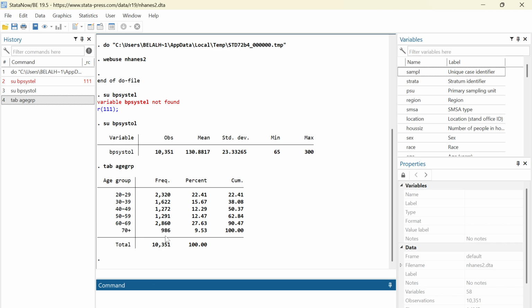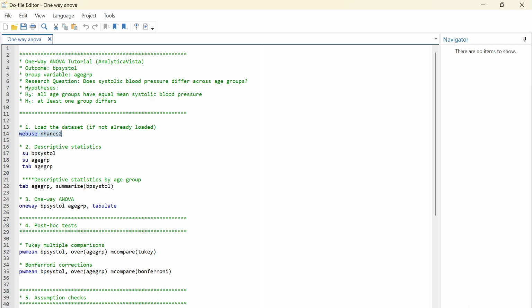We are interested in understanding whether the mean systolic blood pressure differs across these age groups, right? In order to do that, we have a command called oneway. So oneway is basically the ANOVA command. Most of the time we use basically one-way ANOVA. Oneway is the command that we start with, and then you put your outcome variable, which is BP systole, and then the independent grouping variable, age group, and then comma tabulate.